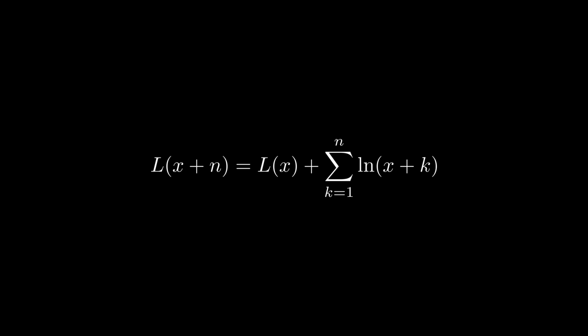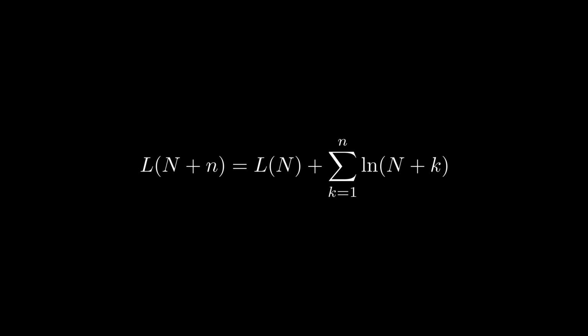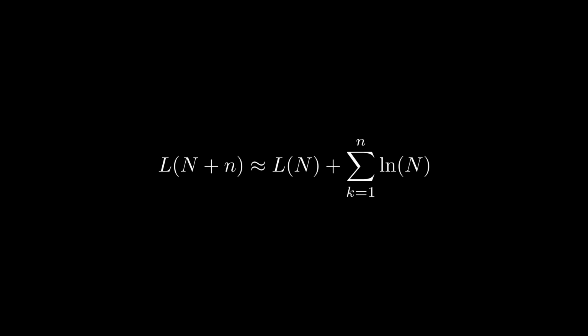Alright, we're almost there. Let's plug in capital N for x in our super recursive formula. This gives us the value of our function for any point after capital N. But see how we have the log of big N plus k inside of this sum? This is what we just showed is pretty much equal to the log of big N, so we can just substitute that in, giving us our linear approximation.